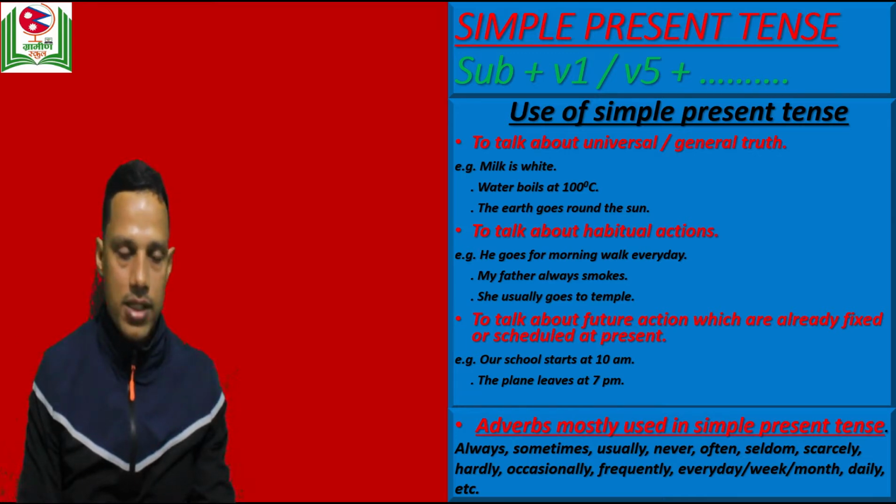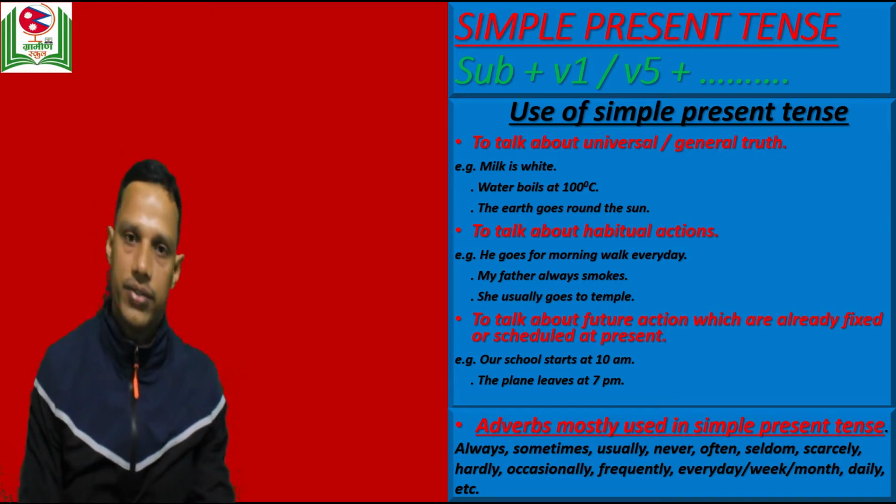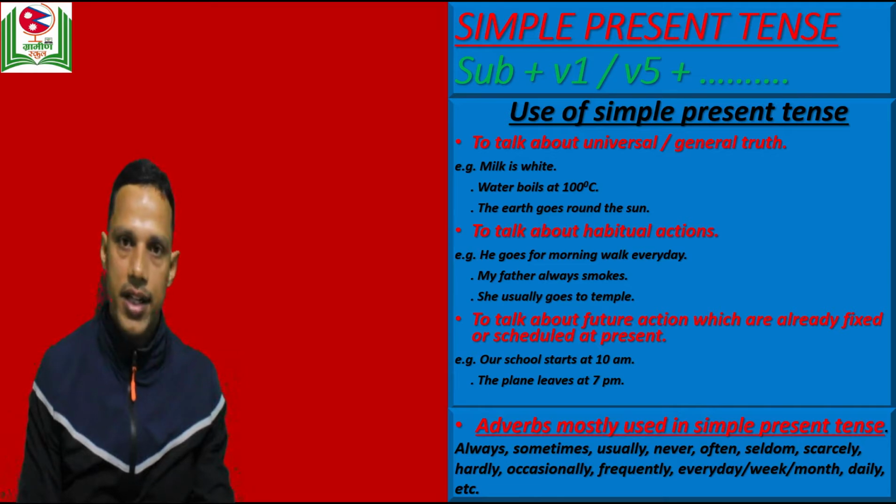We use simple present tense to talk about habitual actions. Habitual actions means the actions that we follow or that we do frequently or more often. For example, he goes for morning walk every day. My father always smokes. She usually goes to temple.